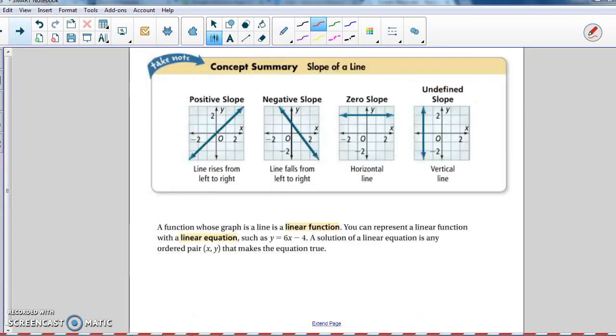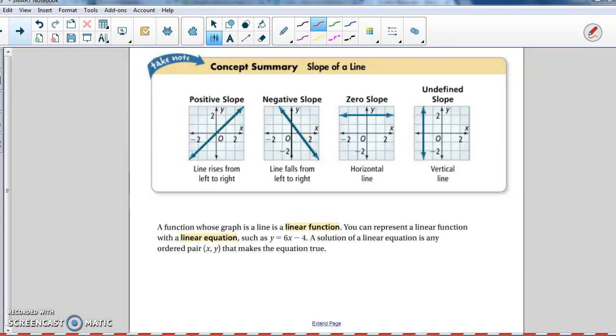So the concept summary, slopes of a line. We could have a positive slope when the line rises from left to right. We have a negative slope when the line falls from left to right. We have a 0 slope if we have a horizontal line. And when we have a vertical line, we have an undefined slope.